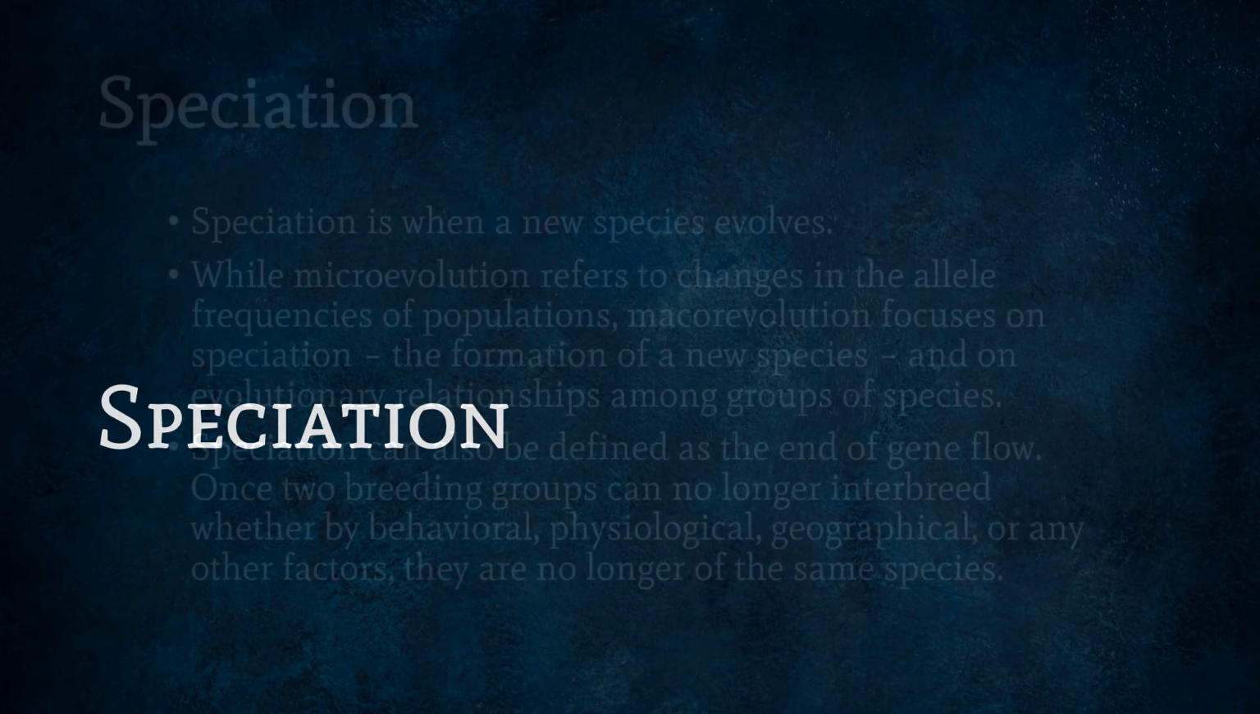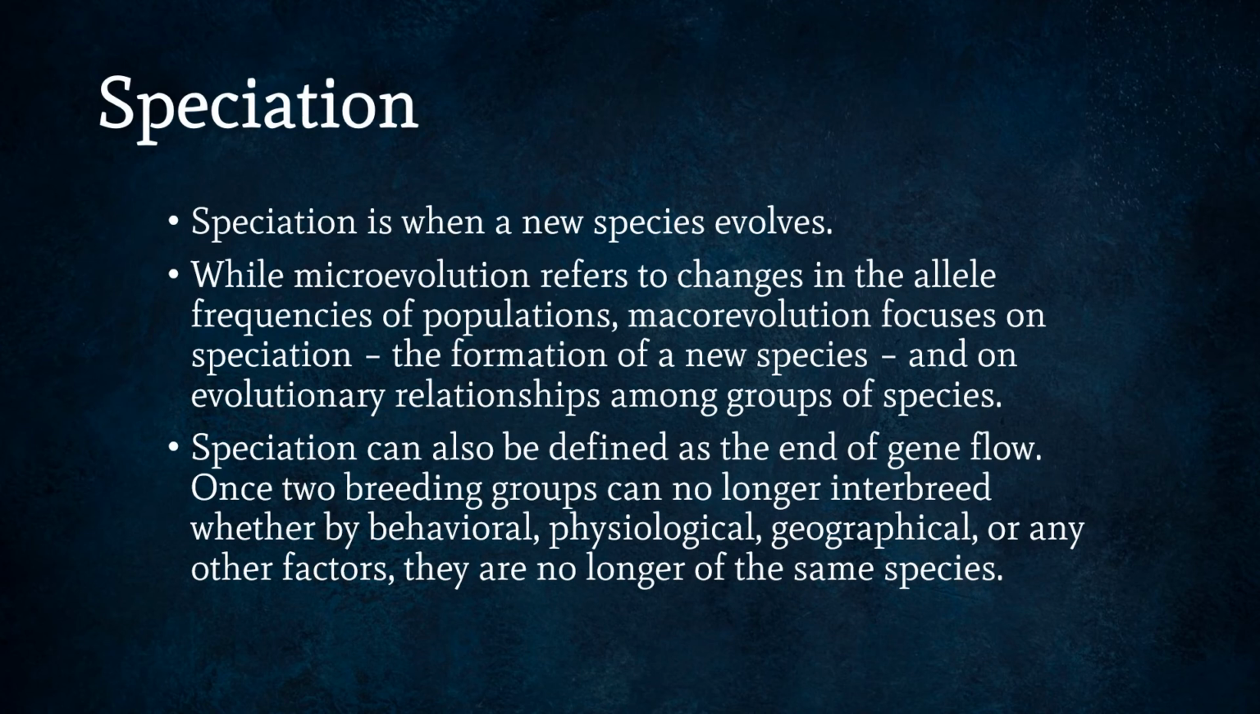This brings us all the way back around to speciation, which is what we talked about early on in the lesson. So, speciation is when a new species evolves. While microevolution refers to the changes in allele frequencies of populations, macroevolution focuses on speciation, the formation of a new species, and on evolutionary relationships among groups of species. Speciation can also be defined as the end of gene flow. So we're bringing this all the way back around and tying it into gene flow.